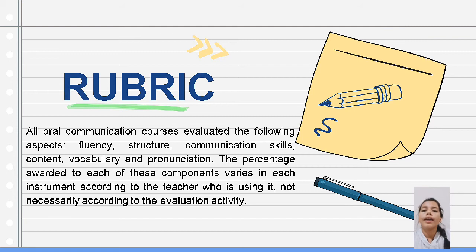For example, one instrument gives the content a value of 15 points, while another is evaluated together with the vocabulary with a value of 35 points. The same situation occurs with the structure. One instrument values it with 25 points and the other with 30.